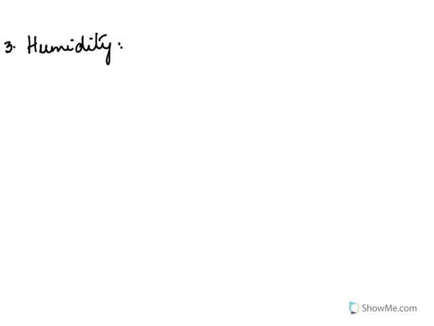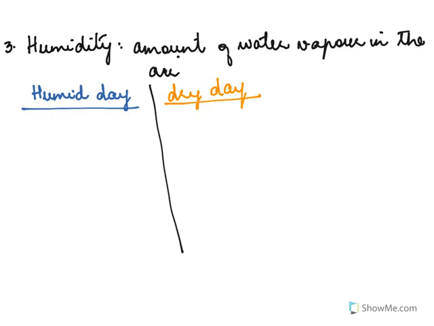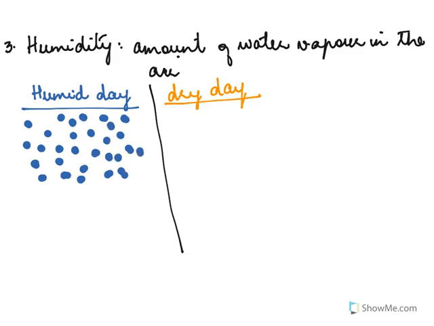The next factor that affects evaporation is humidity. Now humidity is the amount of water vapor in the air. So here we have a humid day. What do you mean by a humid day? A humid day means a large amount of water vapor in the air. The air is filled with water vapor. High humidity means a lot of water vapor. Now what do you mean by a dry day? A dry day means there is less water vapor in the air.